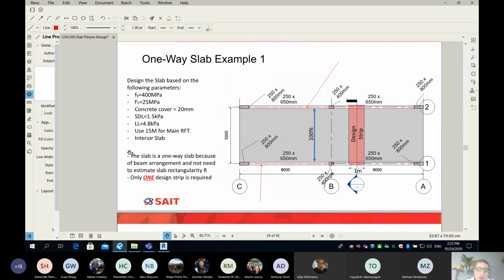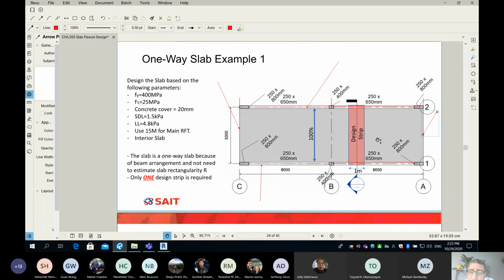Now, please read on the left here. As I said before, don't waste your time thinking about the slab dimensions without looking at the support of the slab. So let me ask you, do we have beams on this side? Yes or no? No. Do we have beams on this side? No. So please, don't waste your time in the exam or in the assignment to estimate R.